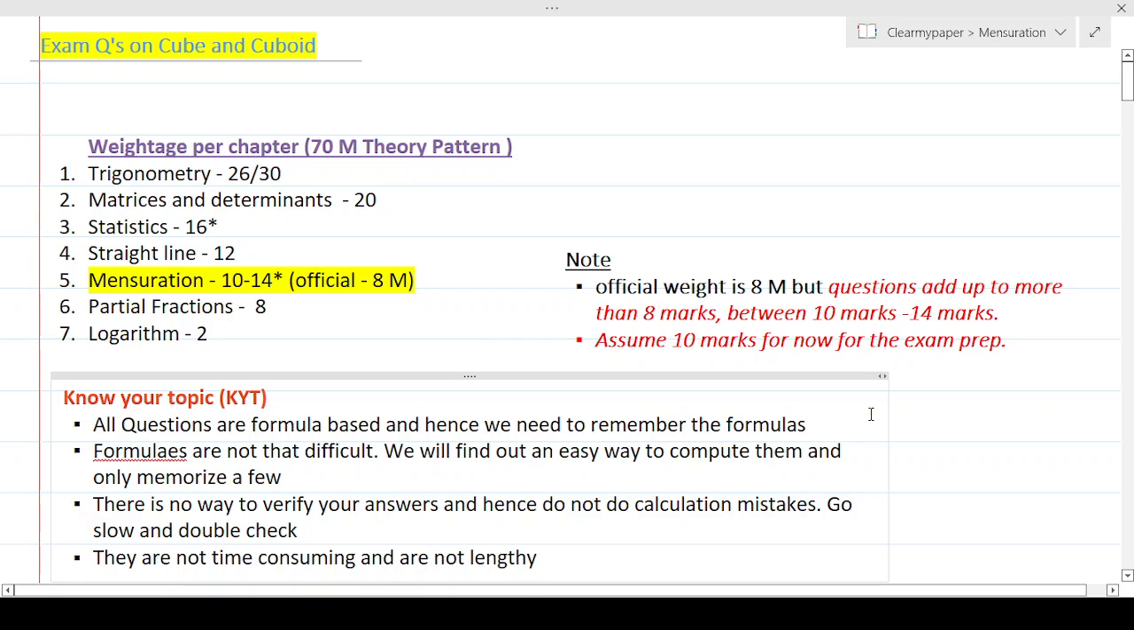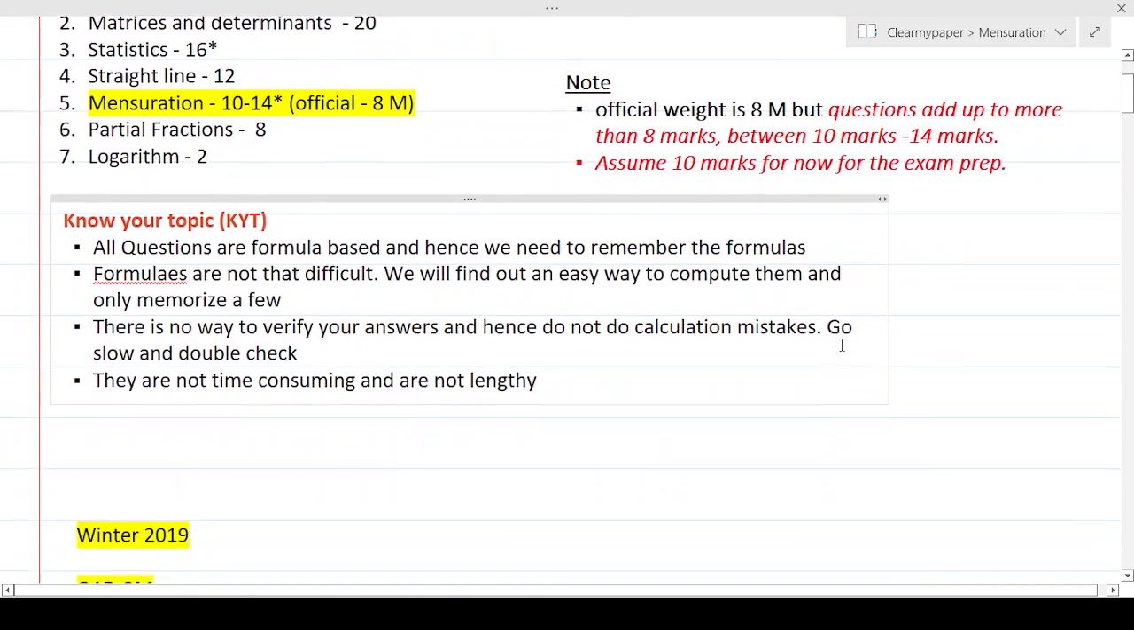Let's talk about some of the exam questions, specifically focusing on cube and cuboid. And the rest of the things that you see about the weightage, we already covered that, so let's skip through that.